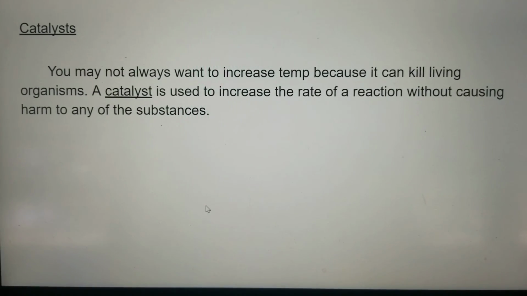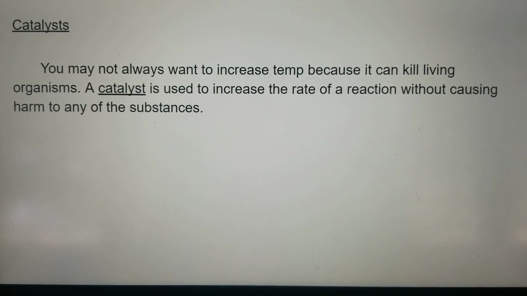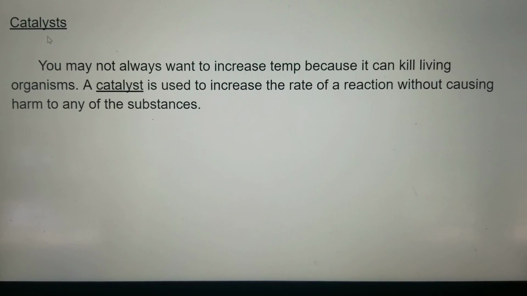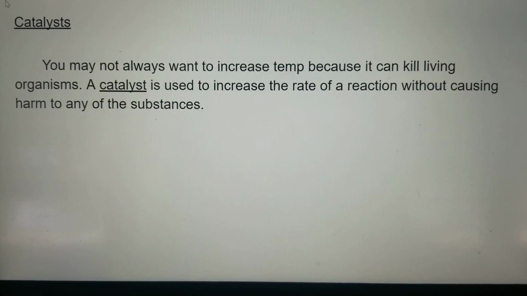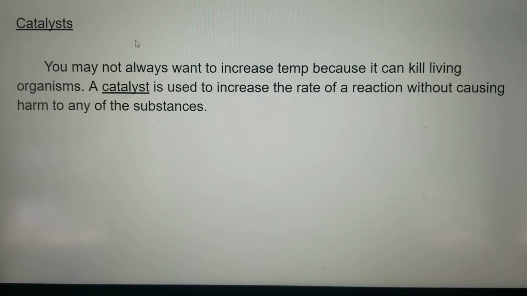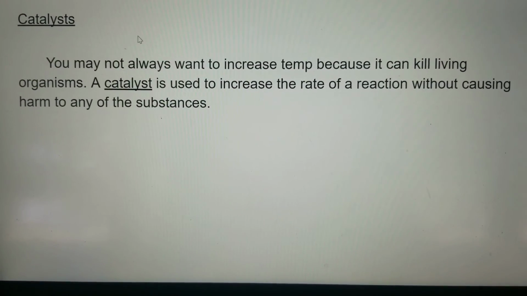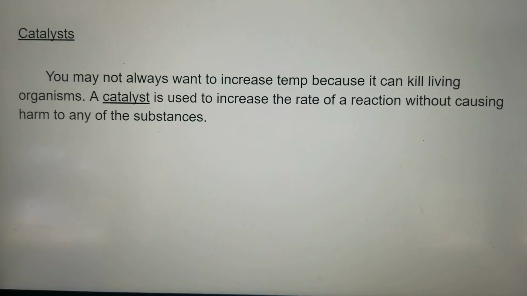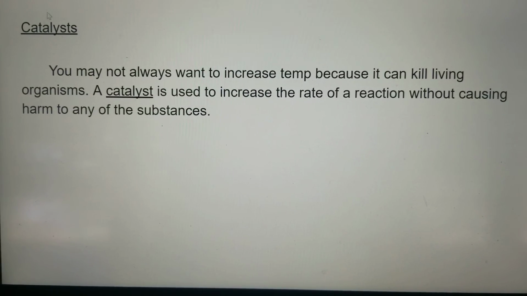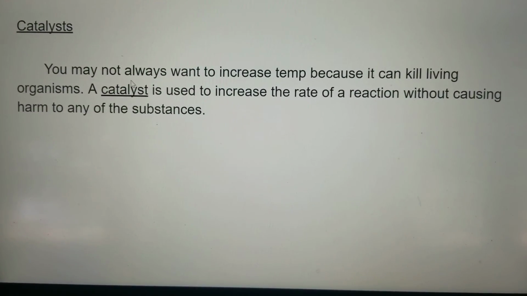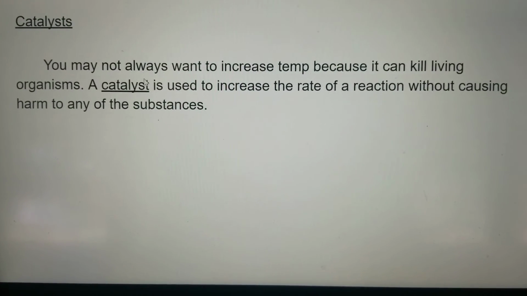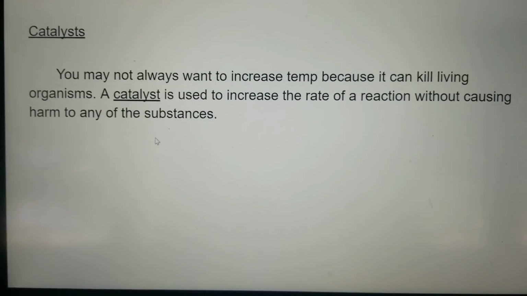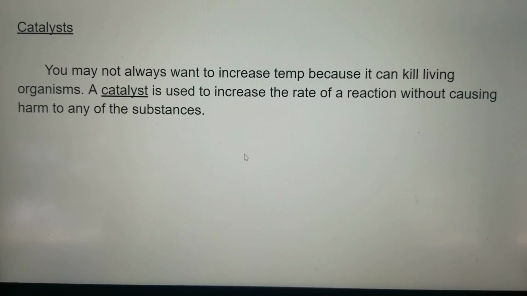The last one is either a catalyst or an inhibitor. A catalyst is something that will speed up a reaction rate, but it's not going to affect anything in the reaction. For example, let's say you're looking at a living organism. If you heat it up, if you increase the temperature, it's most likely going to burn it and kill it, and therefore you're not going to be able to look at the reaction rate. But if you add something like a catalyst, then you don't have to increase the temperature. The catalyst will increase the rate of the reaction, but it won't cause any harm to any of the substances, and it also won't be used up in the reaction.